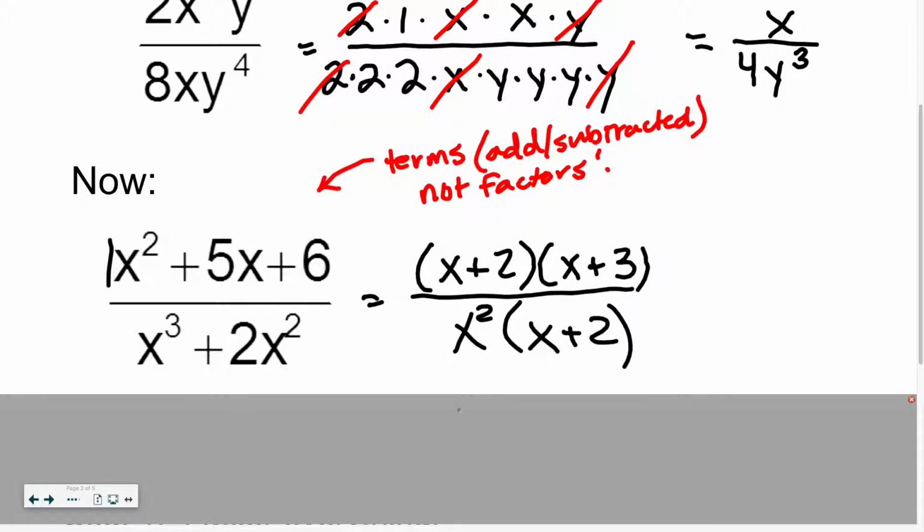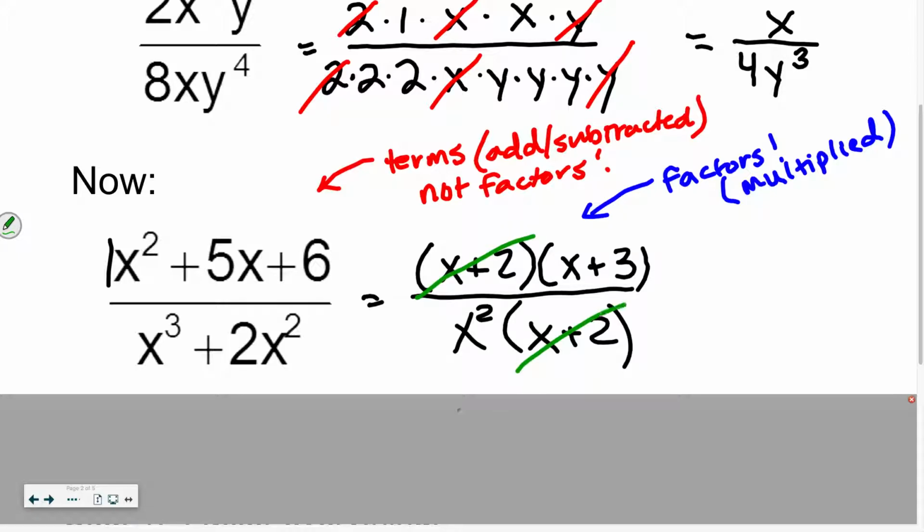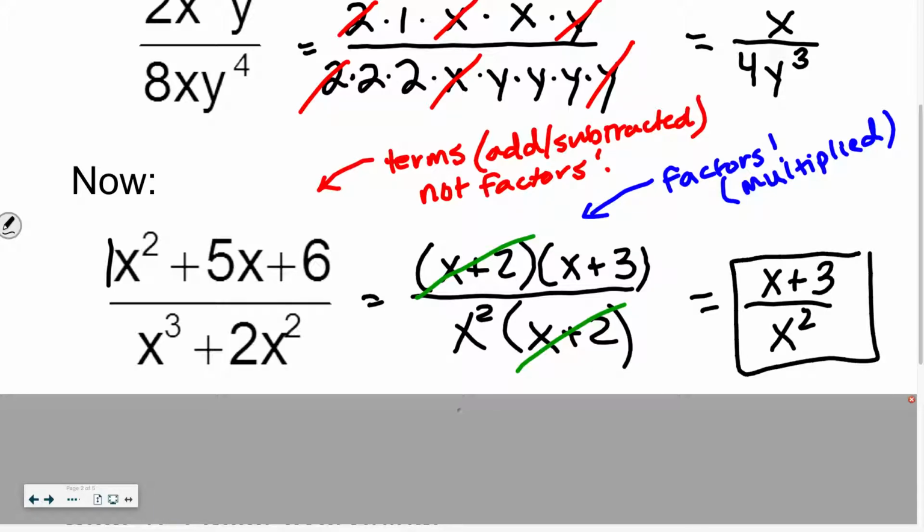Now, notice, instead of having things that are being added or subtracted in the numerator and the denominator, which would be terms, not factors, now we have things that are being multiplied in the numerator and denominator, so now we have factors. Things that are being multiplied. Well, what do you notice? x plus 2 in the numerator cancels with x plus 2 in the denominator. And your answer is x plus 3 over x squared.